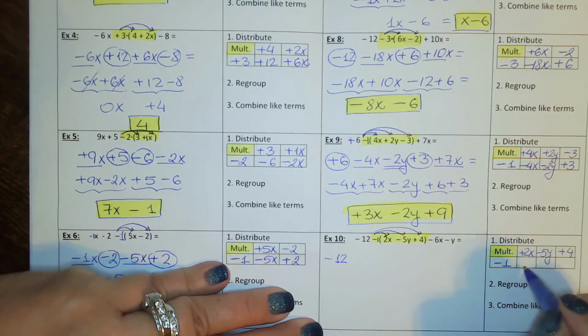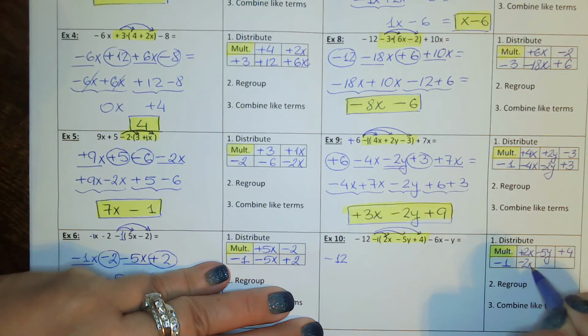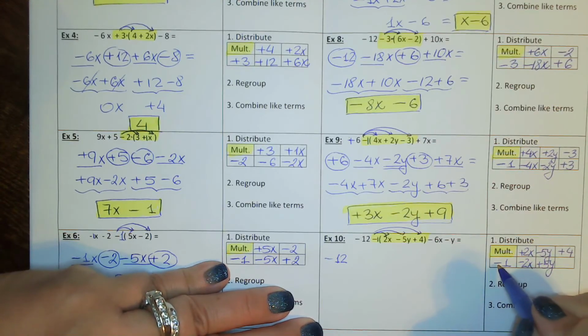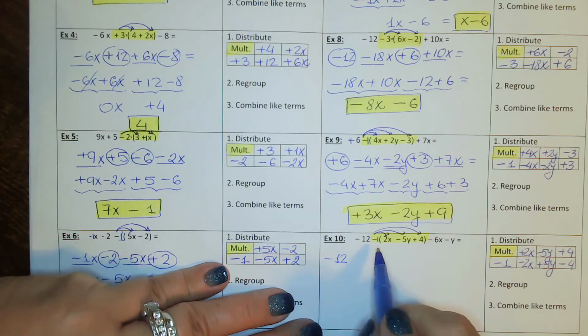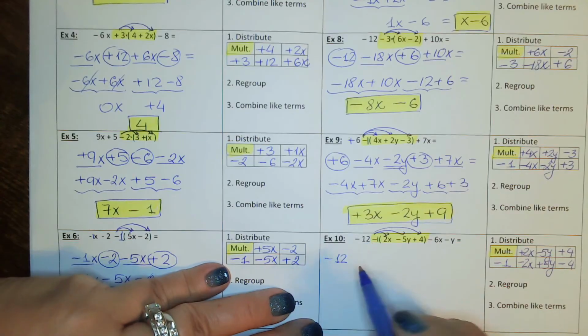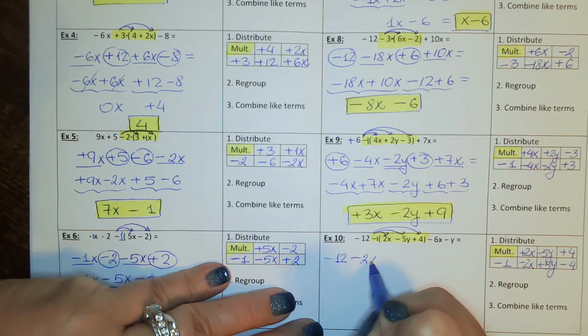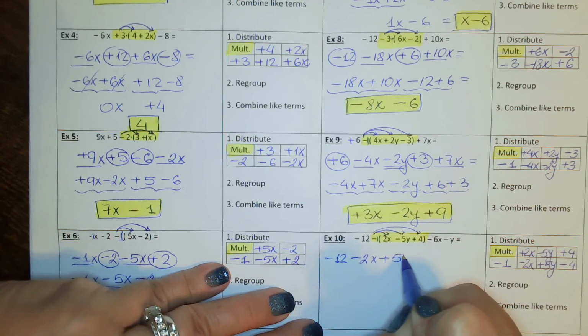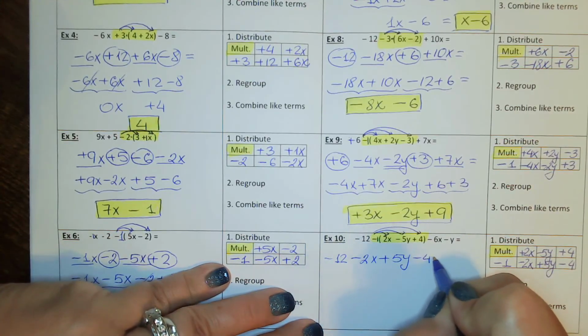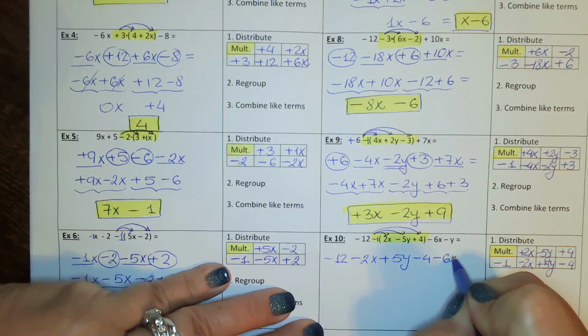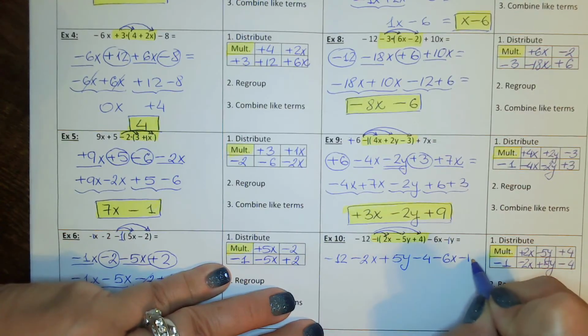Different sign and multiplication. Negative answer, negative 2x. Negative and negative, same sign. Positive answer, positive 5y. Negative and positive, different sign, minus 4. So the answer for distribution, negative 2x plus 5y and minus 4. Negative times positive. Bring down the negative 6x and negative 1y.